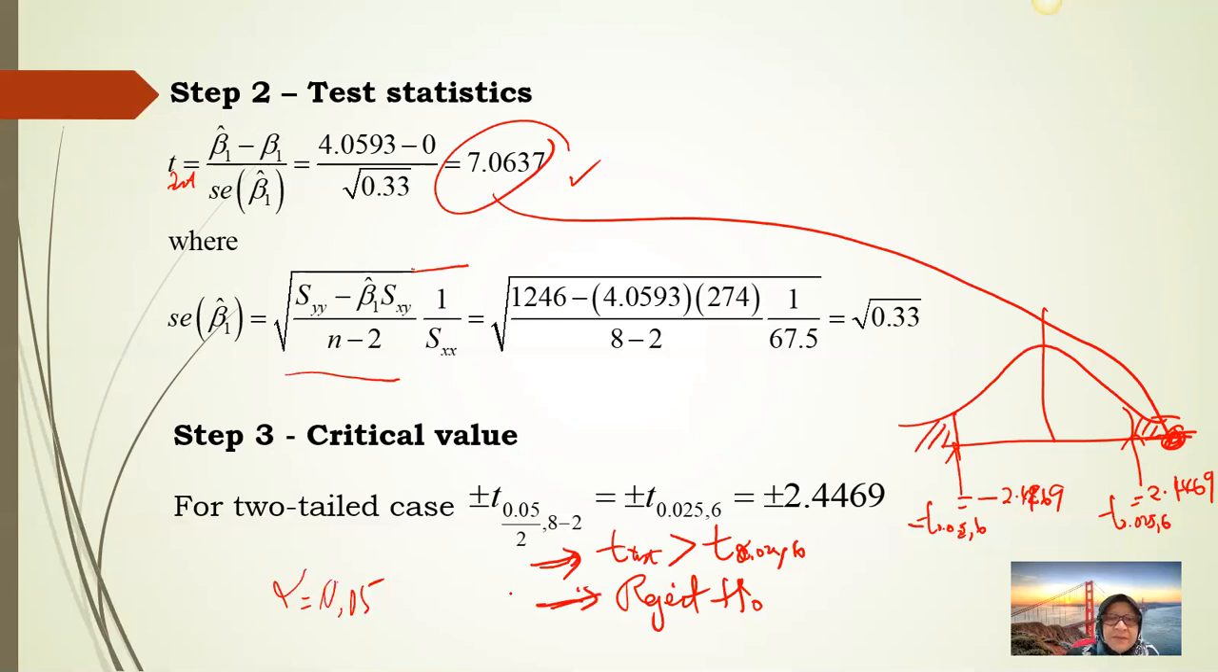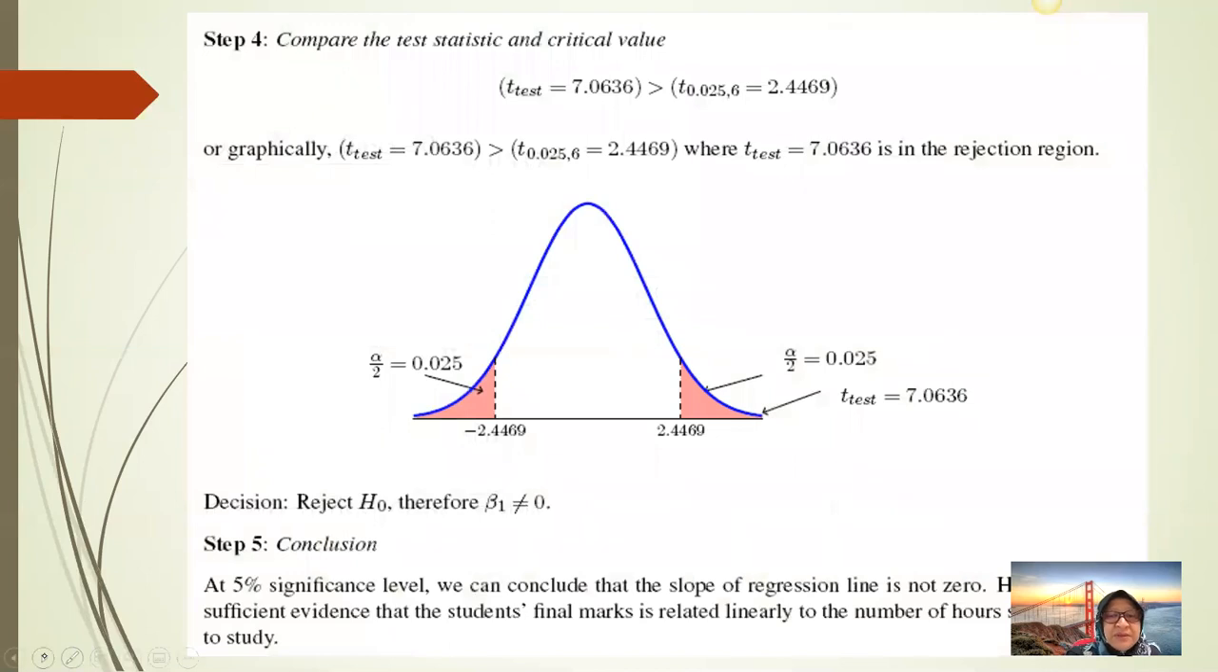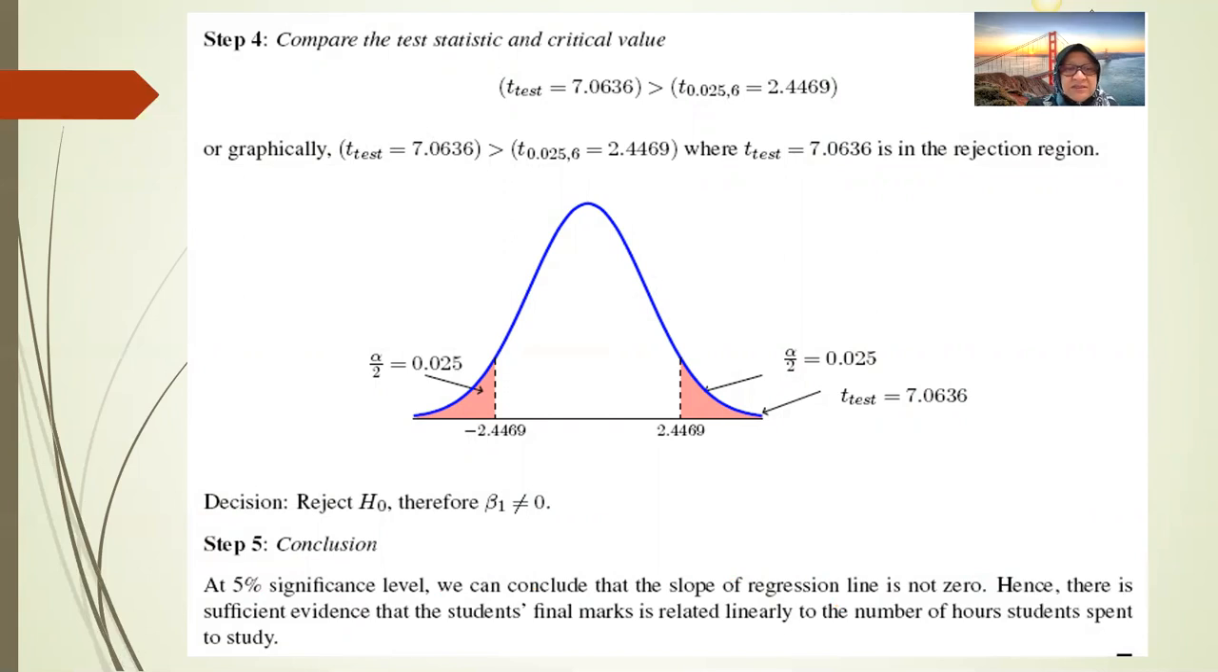Finally, you can conclude that at the 5% significance level, the slope of the regression line is not zero. Hence, there is sufficient evidence that the students' final mark is related linearly to the number of hours students spend studying. So there is a linear relationship between final marks and the number of hours students spend studying.